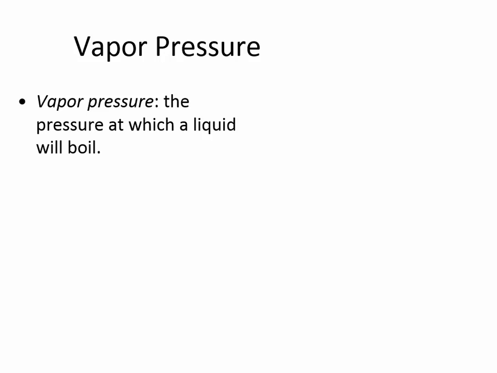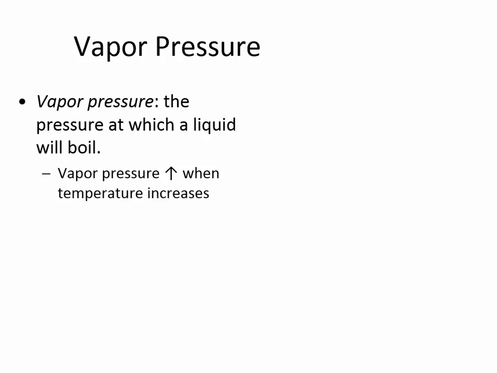So this definition of vapor pressure, most simply, you can think of it as when a liquid will boil. It's the pressure at which a liquid will boil. So it has a temperature dependency, in that the vapor pressure of a fluid goes up when the temperature increases.